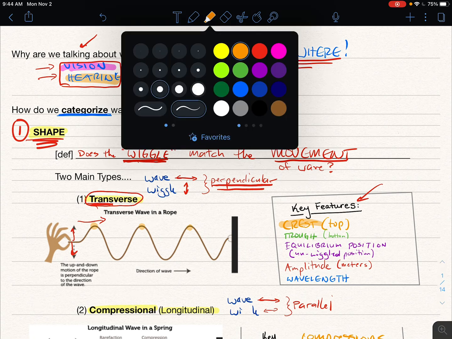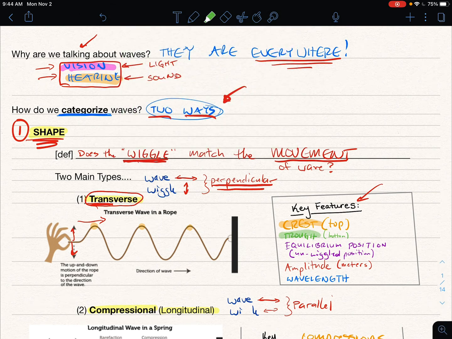And then the bottom of this thing is going to be known as a trough. Pigs eat food from a trough, I guess. That's one way to think of it, kind of a little valley at the bottom. The equilibrium or unwiggled position would be where this thing would be if it weren't stretched or displaced or wiggled at all. So if I was just holding the rope still, we would kind of mark an imaginary line right there saying this is the equilibrium position.